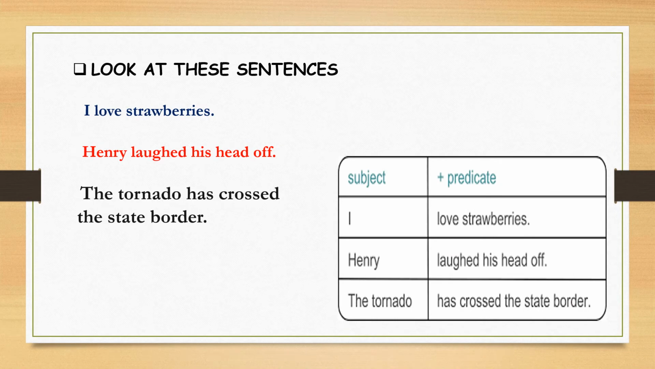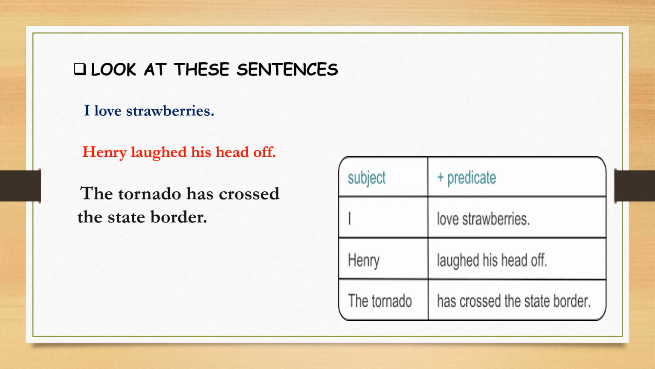Look at these sentences. In the first sentence, I love strawberries. What becomes the subject here? I becomes the subject. What is being said about I? I love strawberries. So it becomes the predicate. Henry lopped his head off. Who? Henry. So Henry becomes the subject, whereas lopped his head off. What is being said about Henry? Lopped his head off. It becomes the predicate.